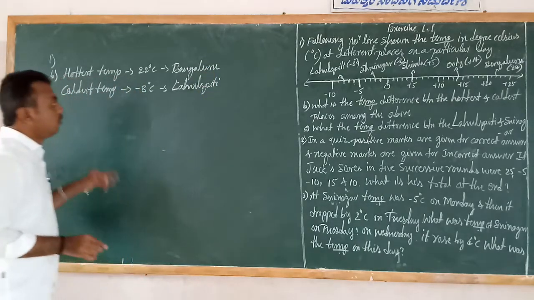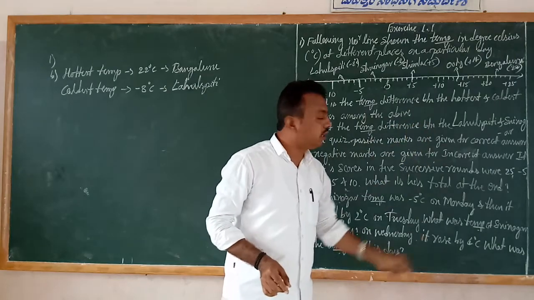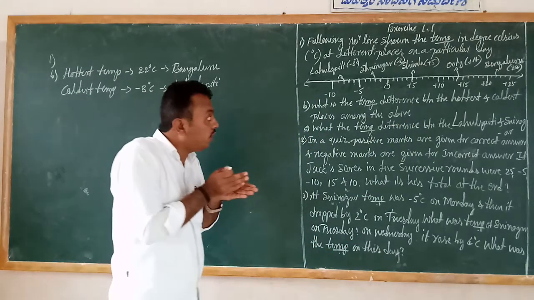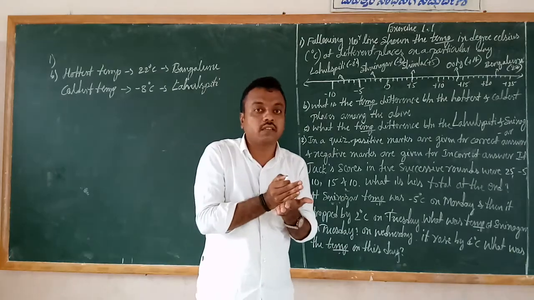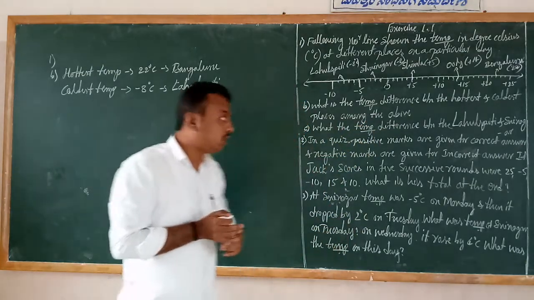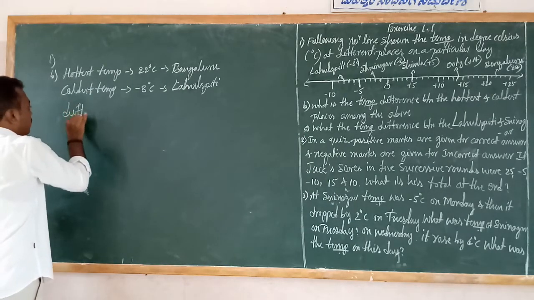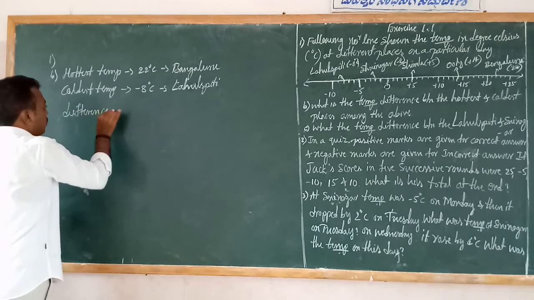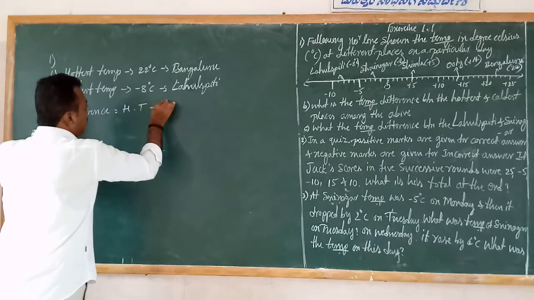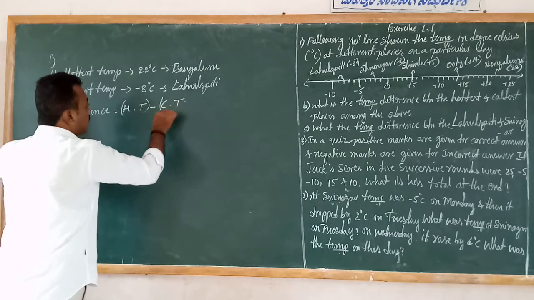Okay. Now, what do we have to calculate? What is the temperature difference between them? Difference means we have to do subtraction. So what do we have to subtract? The hottest temperature and the coldest temperature. So difference is hottest temperature minus coldest temperature, HT minus CT.